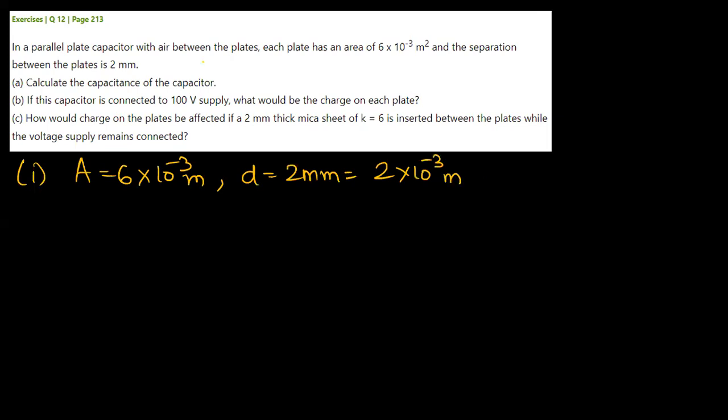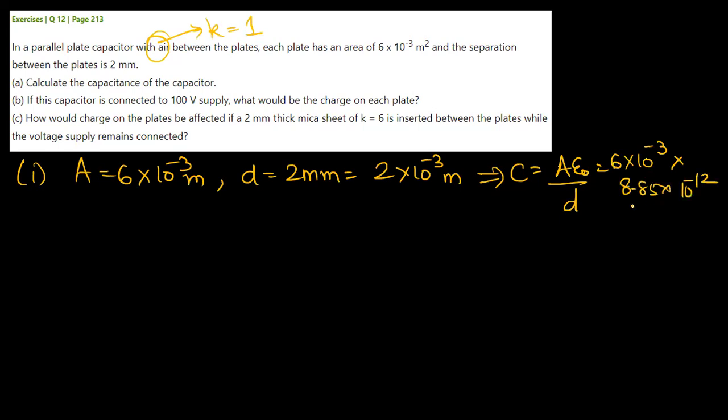Calculate the capacitance. Since it has air between the plates, remember the dielectric constant K is 1, or you can also not take the dielectric constant, that is okay. We have the formula for capacitance of a parallel plate capacitor without dielectric, and the formula will be C equal to A epsilon naught upon D. A is the area, 6 into 10 raised to minus 3, multiplied by 8.85 into 10 raised to minus 12, that is the epsilon naught value, divided by D, which is 2 into 10 to the power minus 3. When you solve, the answer for the first case will be 2.65 into 10 raised to minus 11 farad.